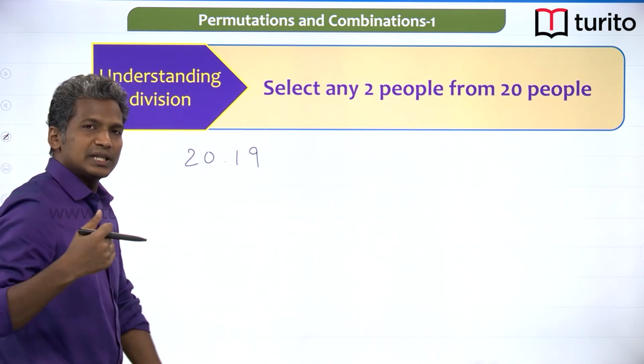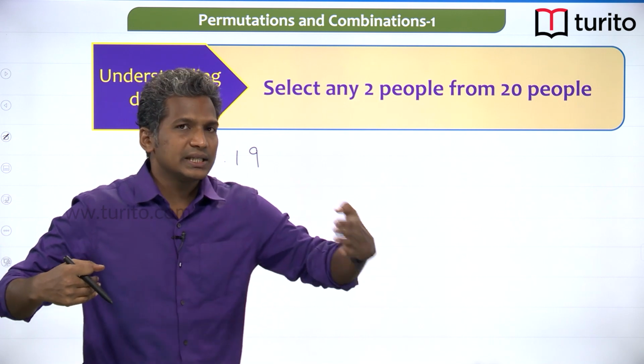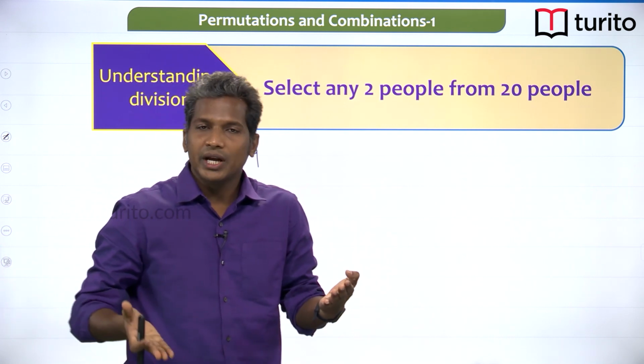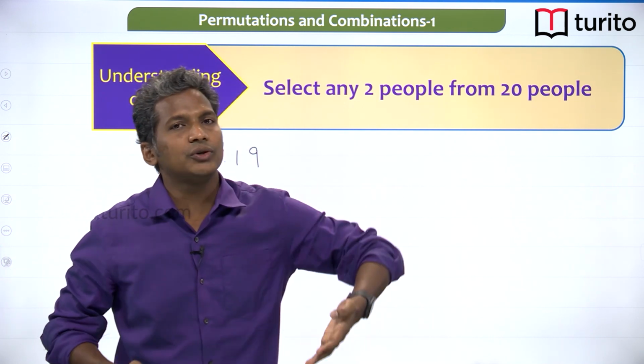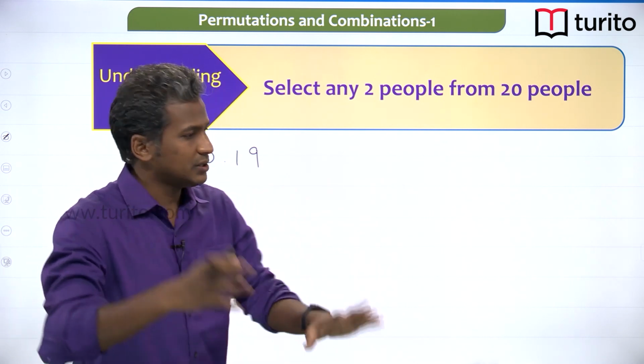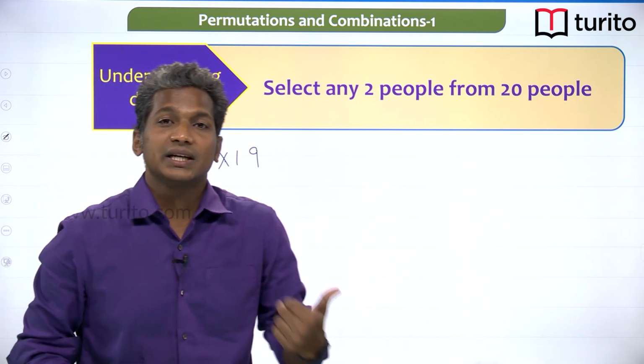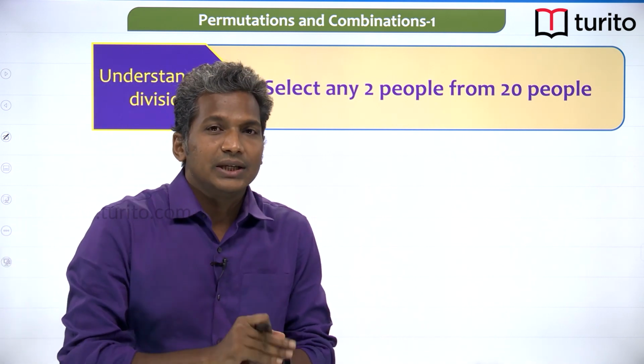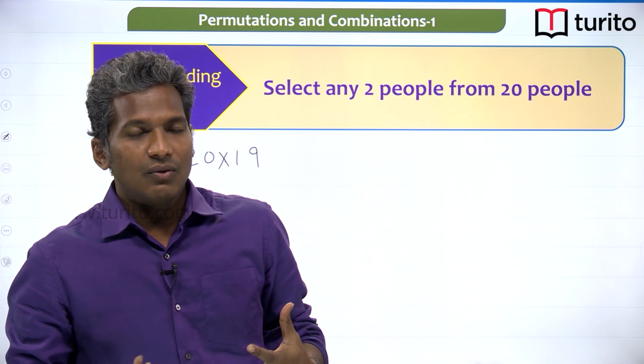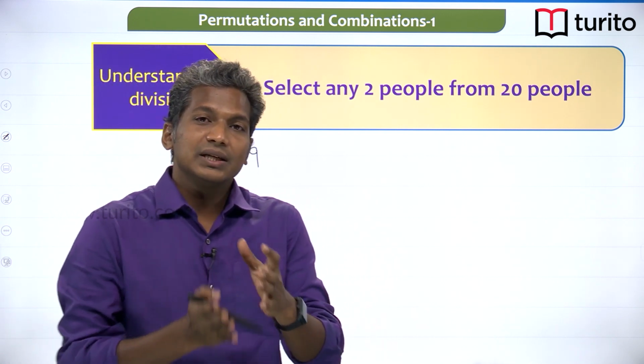First person is selected in 20 ways, second is selected in 19 ways. We have to select the first person, we have to select the second person also. So, we multiply them. Now, is this the right answer for the selection? Now, hold on, your question should be answered in the reverse way.